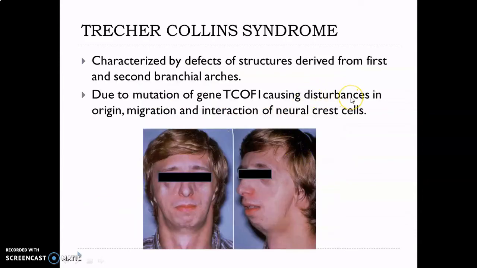Next I am moving on to Treacher Collins syndrome. It is also known as mandibulofacial dysostosis. It is characterized by defects of structures derived from the first and second pharyngeal arches, and it's thought to be due to mutation of gene TCOF1, which causes disturbances in origin, migration and interaction of neural crest cells with epithelium of these two arches. Epithelial mesenchymal interaction is important in development.